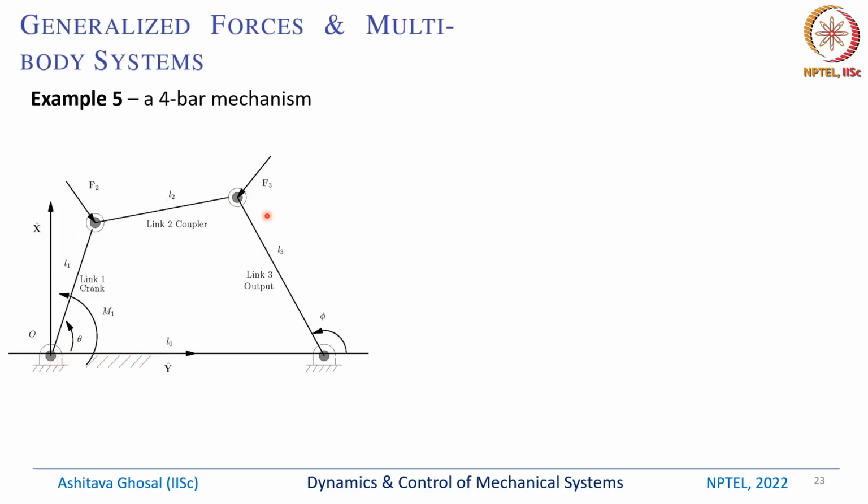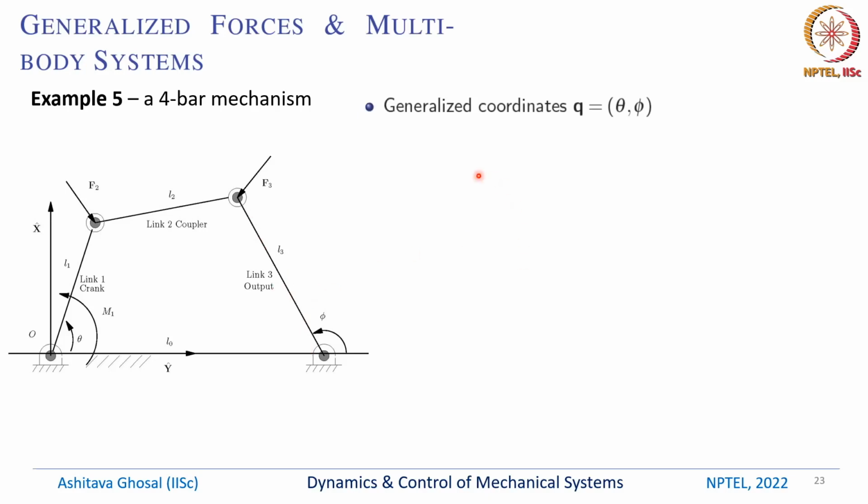Okay, so this has one loop, so you can start from here, O, go here, come here, and then again come back here. So this is a 4-bar mechanism with one loop, and this is a parallel mechanism. So we want to study the generalized forces in this multi-body system. So what we have here is a moment which is acting on the crank. Then we will assume that there are these two forces, F2 and F3, which are acting at the end of the crank and the end of the coupler, or the end of the output.